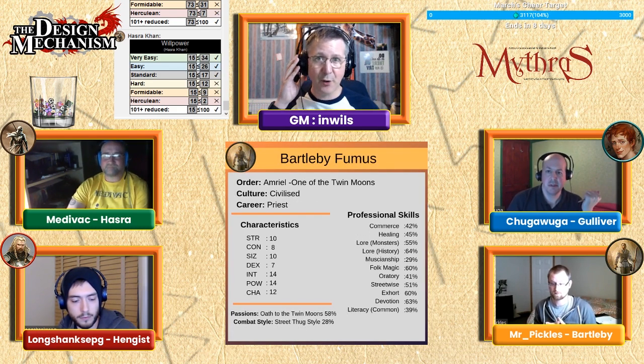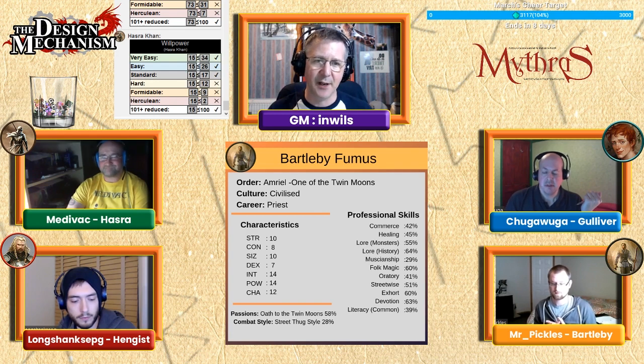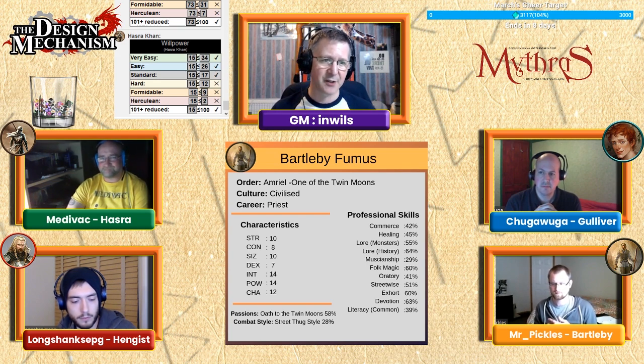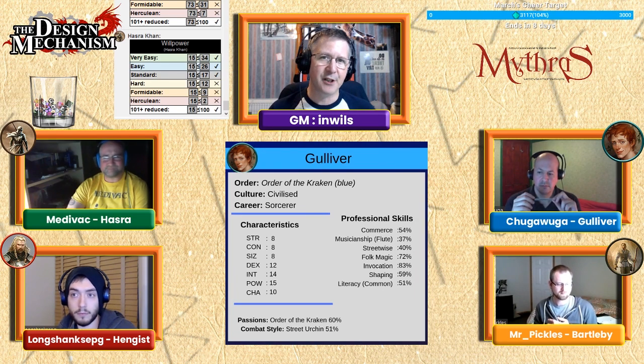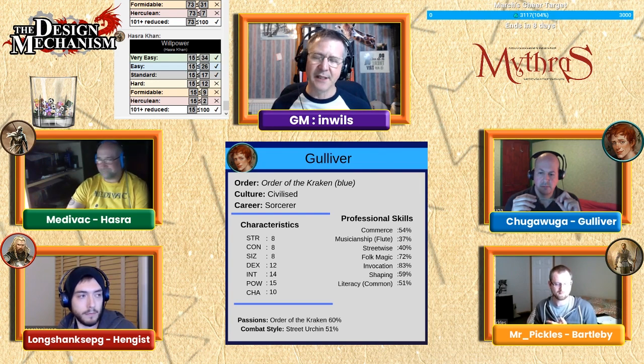Yeah, okay then. So what that means is that, as Gulliver has pointed out with the skill rolls, if they're both the same, the person with the highest roll actually wins. So the 37 would beat the 15, which means that Hazra, you sort of decide that, yeah, what Gulliver is saying is probably a good idea.